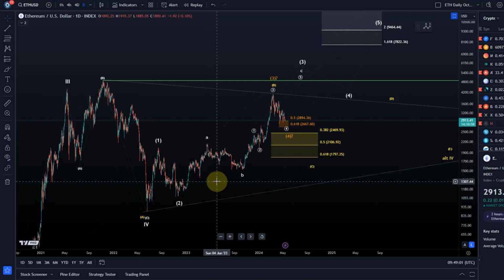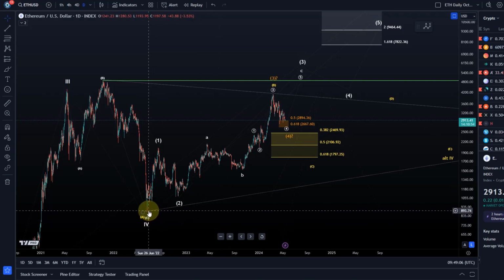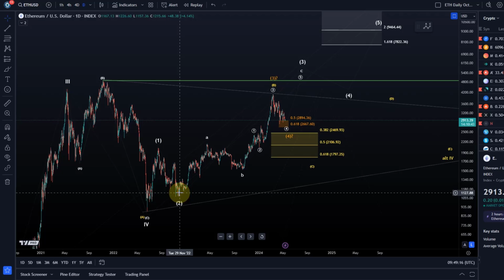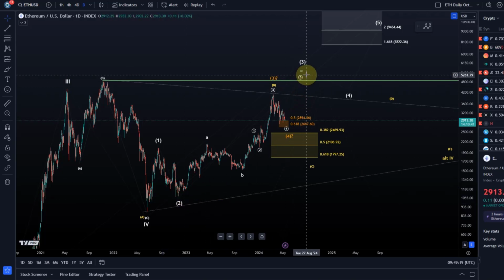In the white scenario, and this is the daily view, you see here the entire movement from the bear market low in June 22, where the price bottomed around $884, formed an initial 1-2 setup, and the idea is that we're now in a large third wave rally.